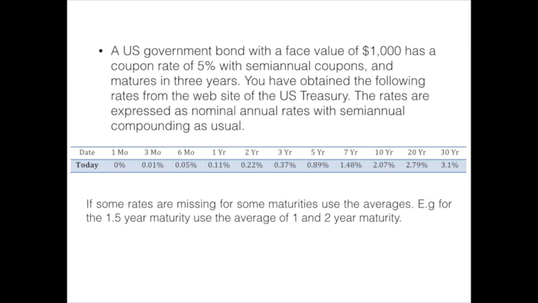And if some rates are missing, for example, if you don't have the 1.5-year rate here, you take the average between 2 and 1, okay? So the first part of the question is very simple. Draw the diagram representation of the cash flow stream offered by this bond.